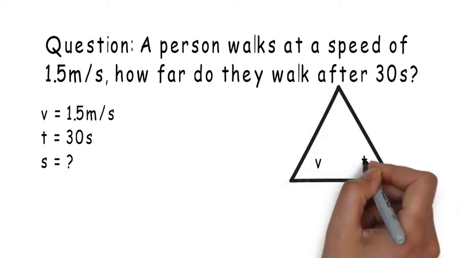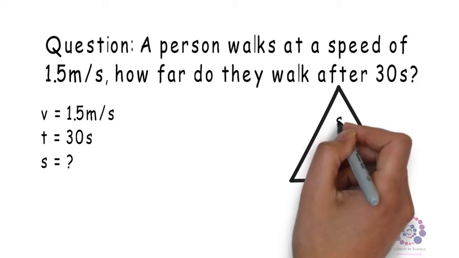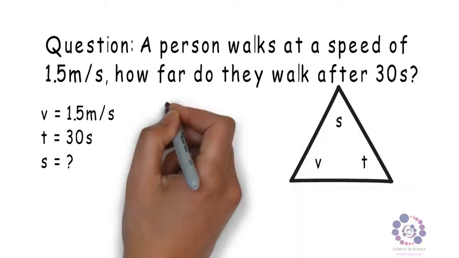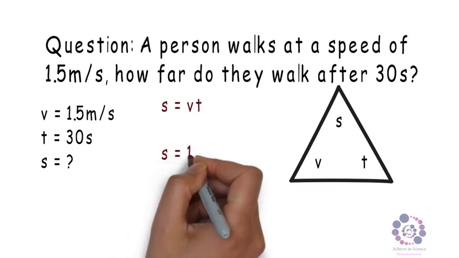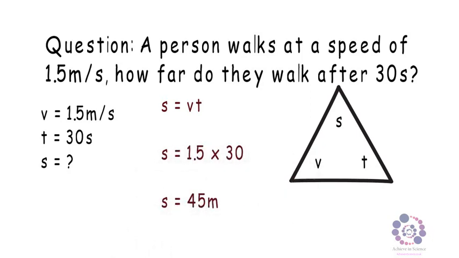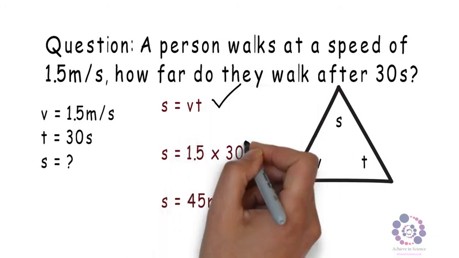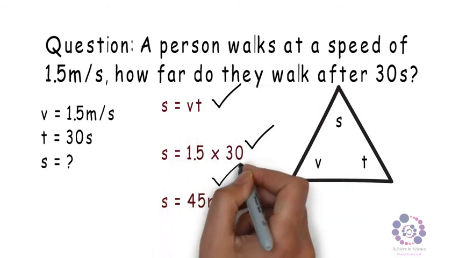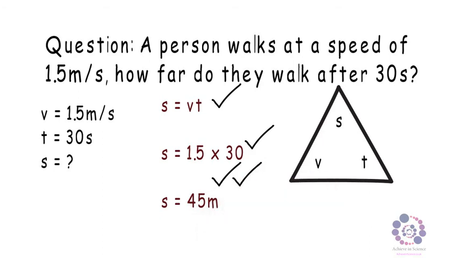Now use the triangle and place the letters in the triangle in the correct sequence. And therefore we can work out the distance travelled is the velocity times by the time. And if we input all the numbers, we find out that we have travelled 45 metres. Now in an exam you'll get marks for the equation, the correct workings, the answer, and the units.